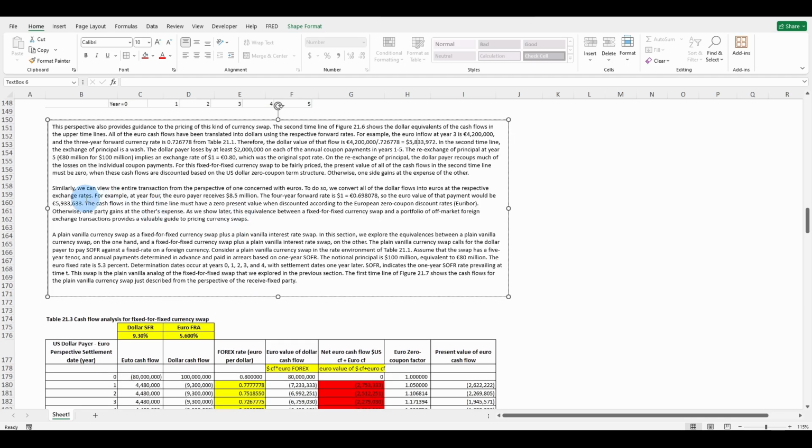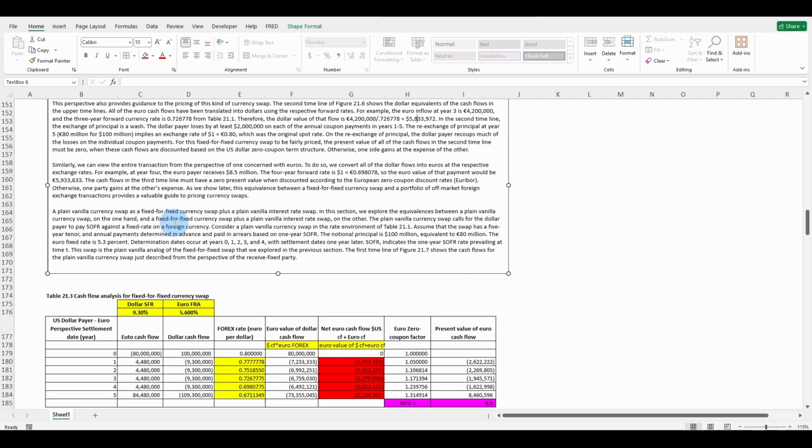Similarly, we can view the entire transaction from the perspective of one concerned with euros. To do so, we convert all of the dollar flows into euros at the respective exchange rate. For example, at year 4, the euro payer receives 8.5 million. The 4-year forward rate is 1 dollar equals 0.698078 euro. So the euro value of the payment would be 5.93 million euro. Cash flows in the third timeline must have a zero present value when discounted according to the European zero coupon bond rates, the Euribor. Otherwise, one party gains at the other's expense.